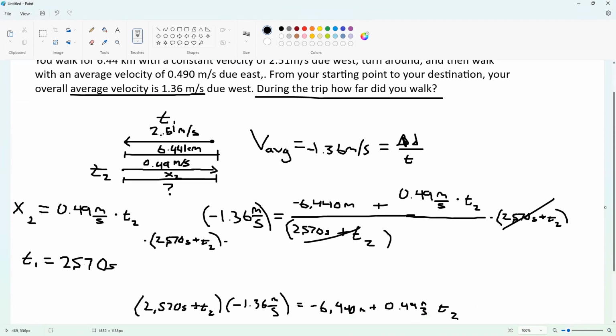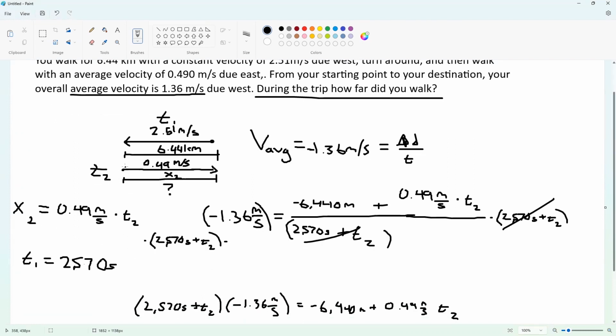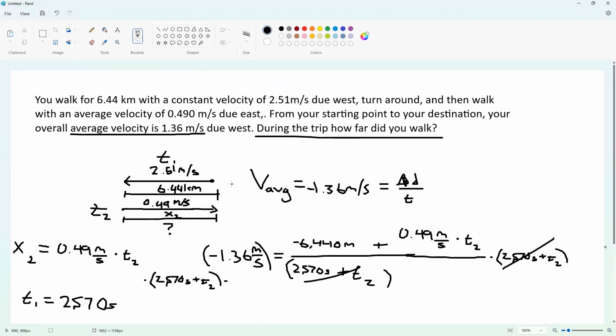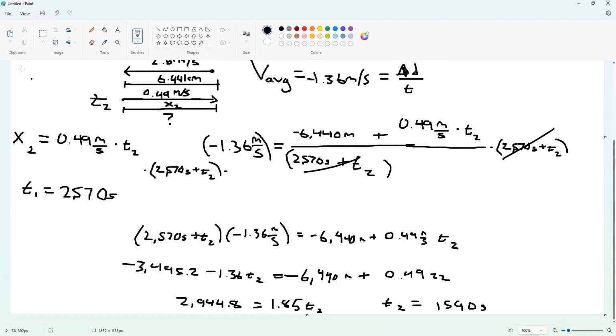Okay, so now we have the velocity that we traveled to the left with, the time that we traveled to the left with, along with the velocity that we traveled to the right with, and the time that we traveled to the right with. And we're looking for how far did we walk. Can you see how we can use that information to calculate how far we walked?